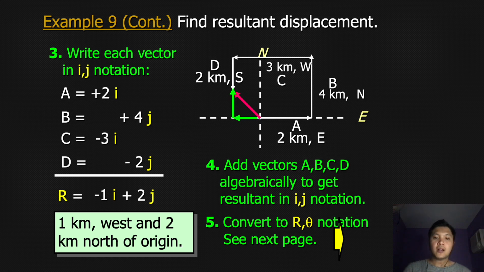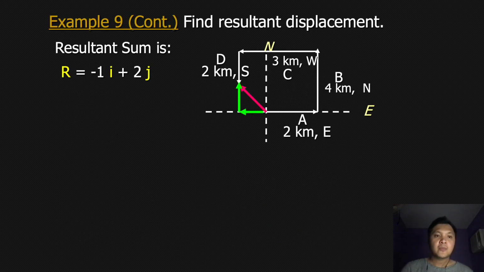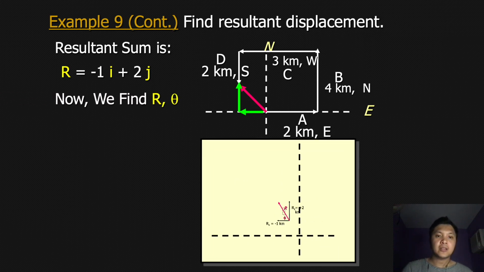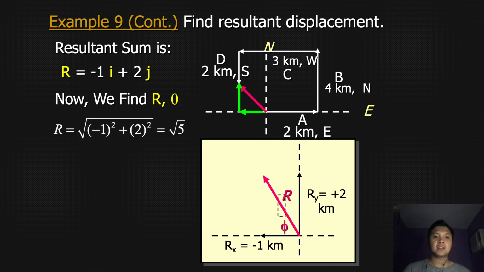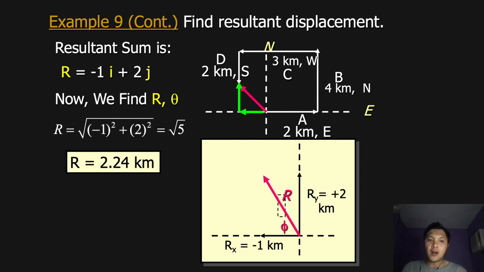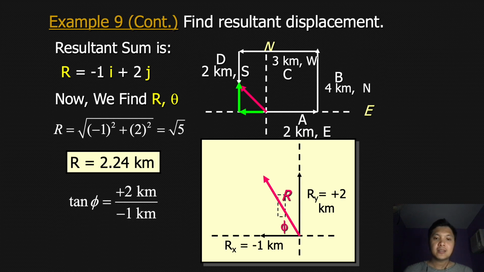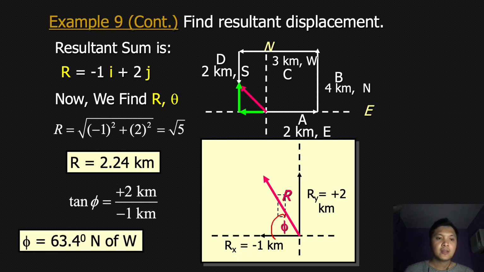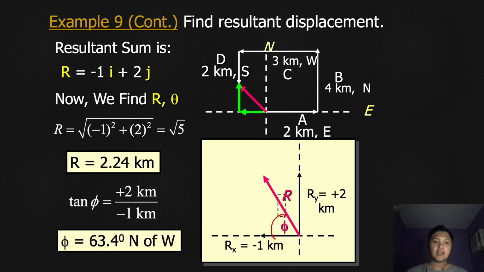Now convert to r theta notation. From this ij notation, we can calculate the resultant r using the Pythagorean theorem, which is the square root of negative 1 squared plus 2 squared, so that is equal to the square root of 5. Therefore, the magnitude r is equal to 2.24 kilometers. Then to get the angle phi, it is the angle between this vector and the x-axis nearest to it. Therefore, we can calculate phi as 63.4 north of west.